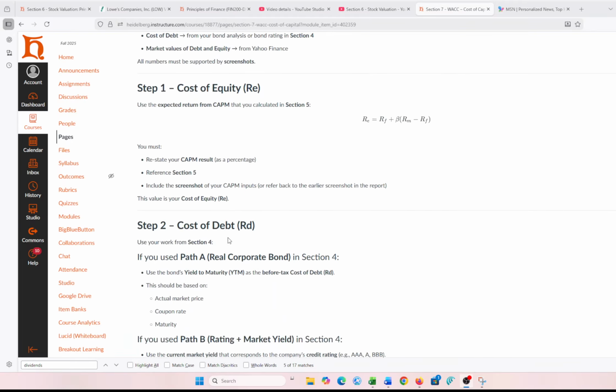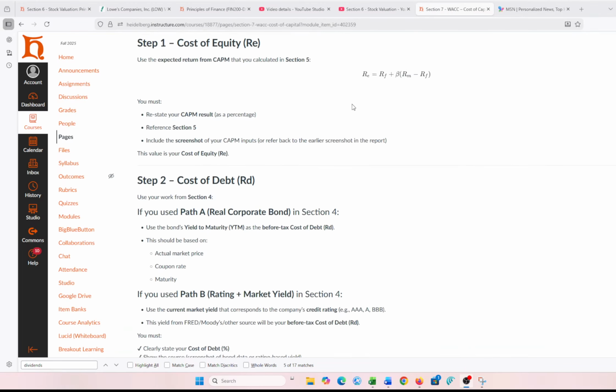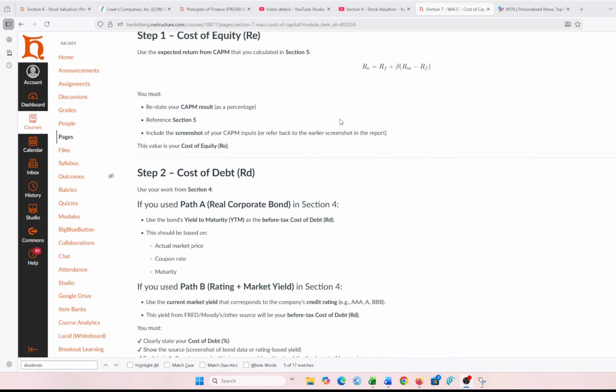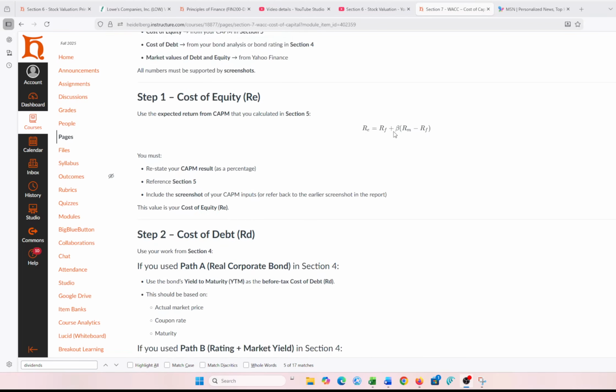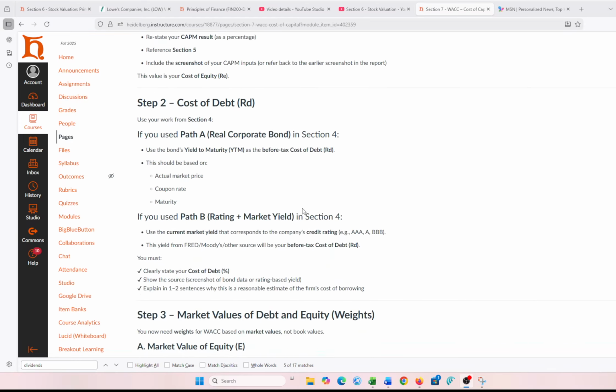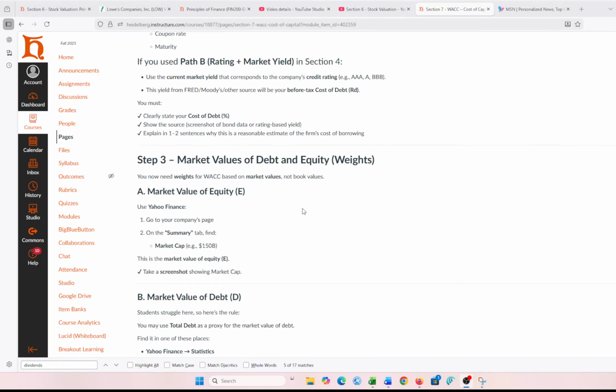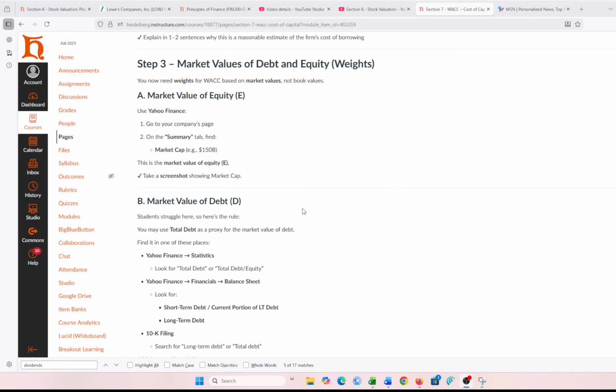So let's go through this pretty quick. We've got the cost of equity, which is the CAPM, what we've done in the previous two, and we're going to use that same number. So make sure you bring in everything with the formula and the calculation. The cost of debt, you've already done, so if you want to follow that, we don't need to go over that too much.